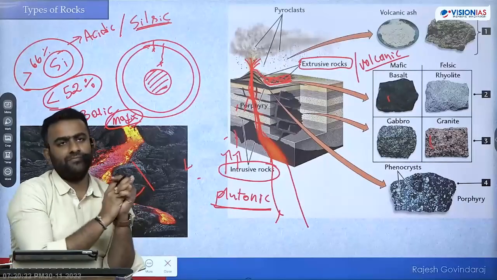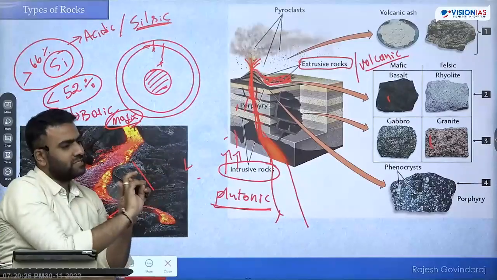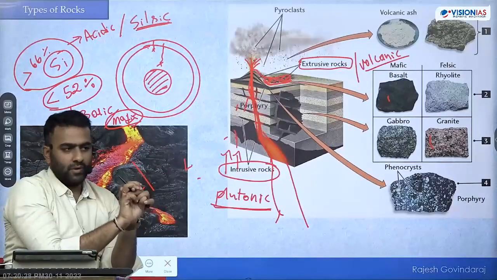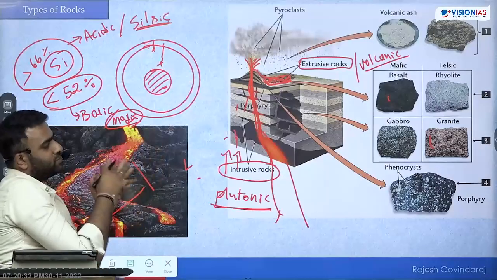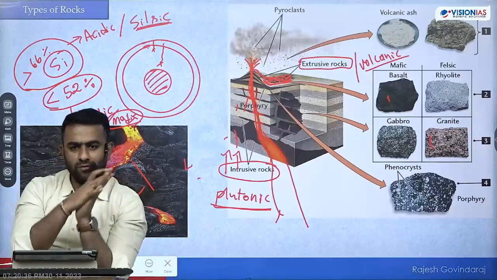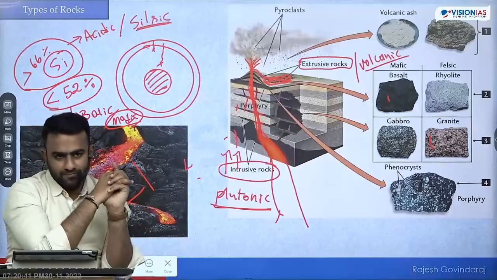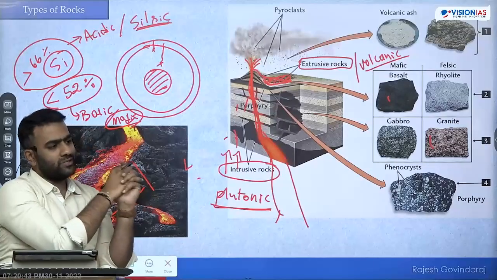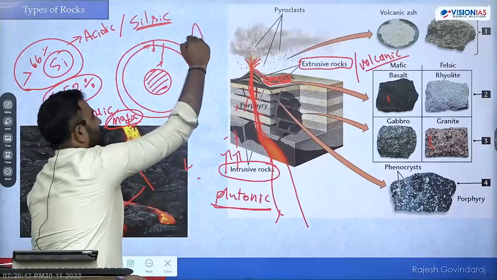Okay? So example of intrusive igneous rock, one is granite, second one is gabbro. Okay, they are also formed at very deeper depths. Example of extrusive igneous rock, one is basalt, most commonly which is found on the oceanic floor. The magma which erupts on the oceanic floor forms basaltic rocks. There is also another extrusive igneous rock. Okay, try to remember this name. Andesite.